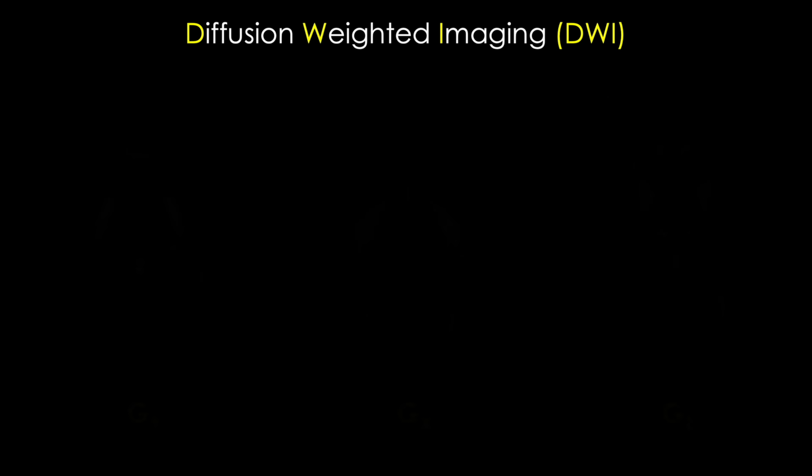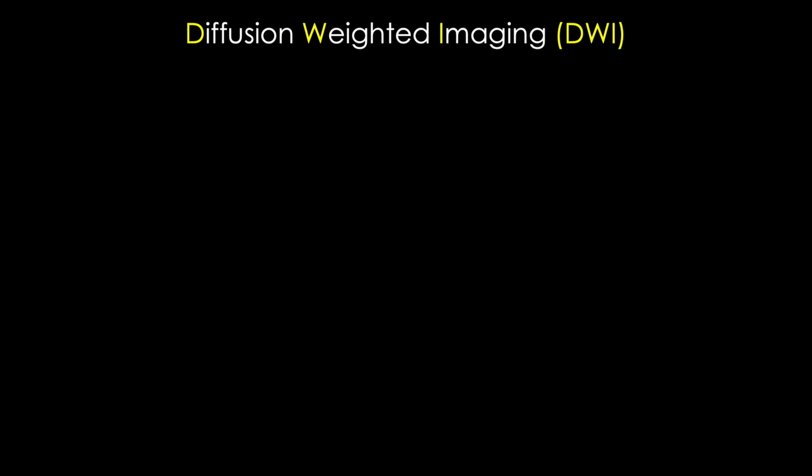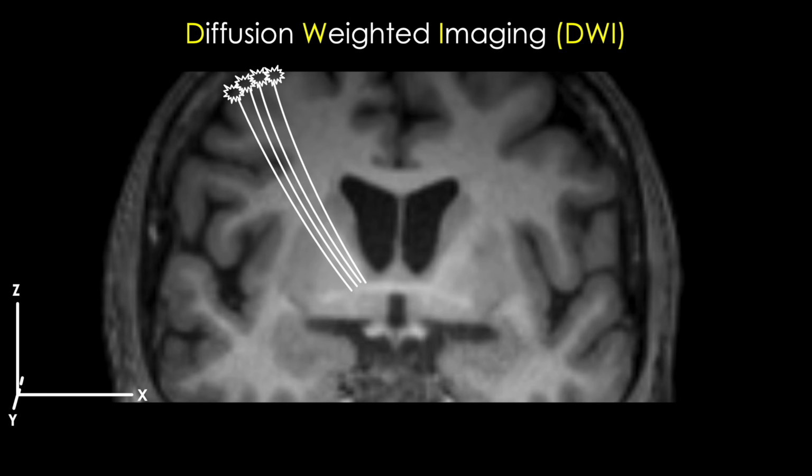So when we create this DWI trace image, averaging all the signal from the individual images together, we lose this precious information about the direction water is diffusing in the image and how strong that diffusion is. But why do we even care? Let's go back to the picture of our corticospinal tract, a very important structure in the brain carrying signals for voluntary motor control throughout the body.